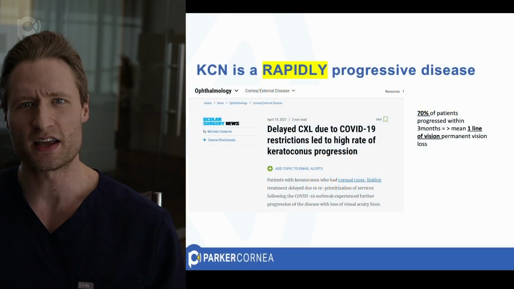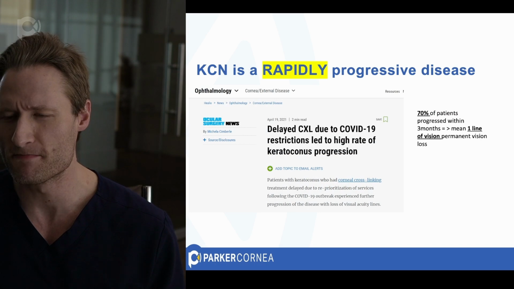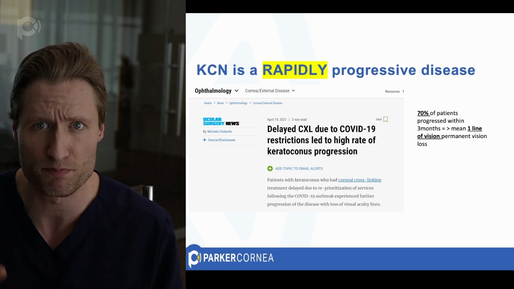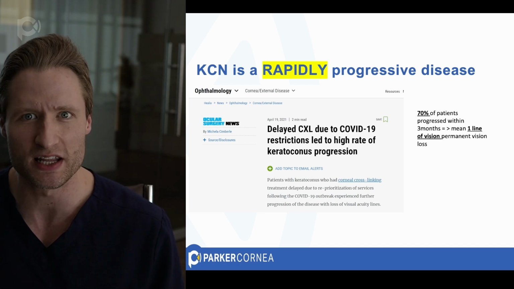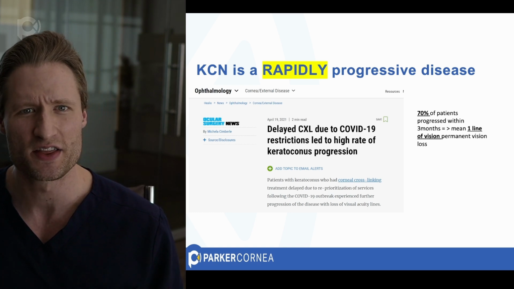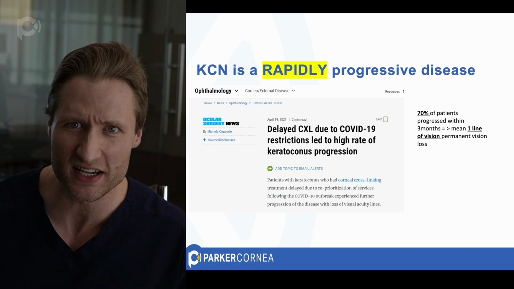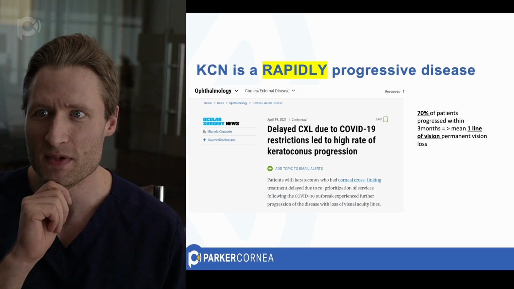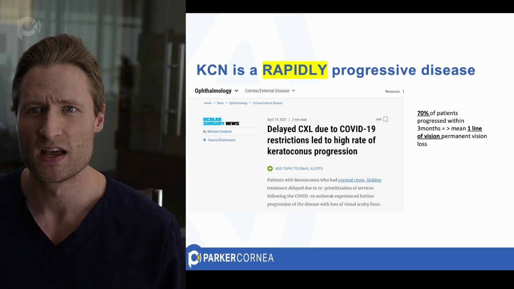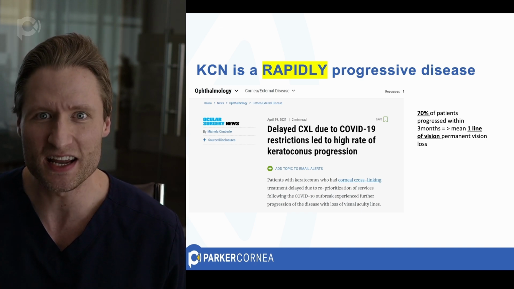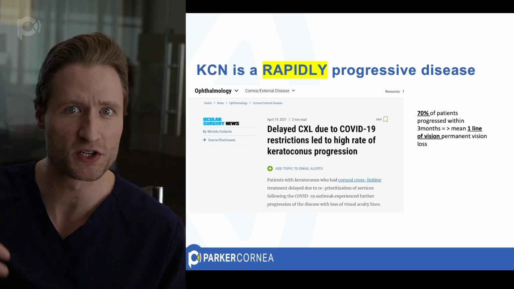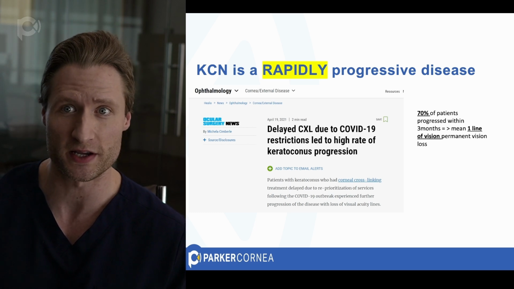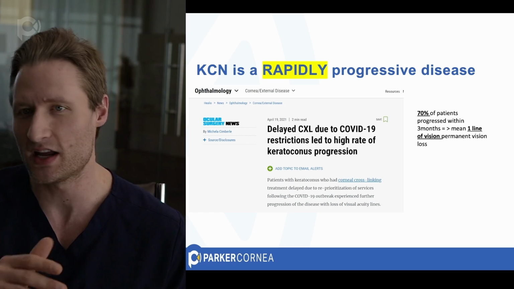Now, the key thing to keep in mind when considering arranging cross-linking for a patient is that keratoconus is not just by definition progressive, it is by definition rapidly progressive. This is an interesting study that was accidentally performed in Italy back during the hardcore COVID lockdown. And this is a news report about that study. Basically, right before Italy locked down for COVID, there was this big queue of patients that had been diagnosed with progressive keratoconus, and they had been scheduled for cross-linking. But then COVID hits, and everything in Italy shuts down.